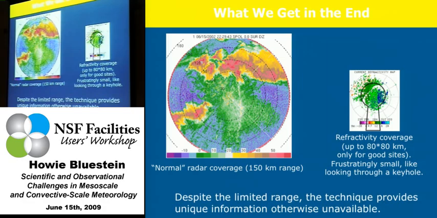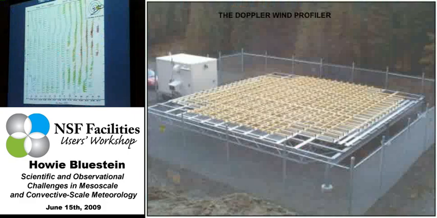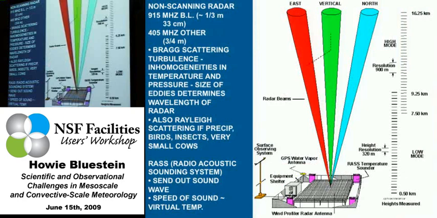Profilers. Doppler wind profilers. Non-scanning radar. We use Bragg scattering in the clear air. If there are also precipitation particles and so on, then we get Rayleigh scattering. We can also use the radioacoustic sounding system.